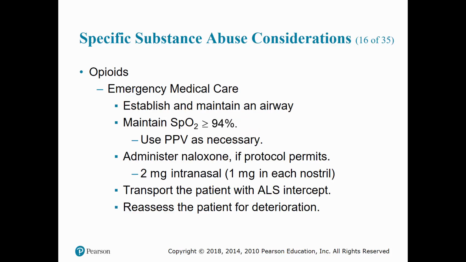Patients who abuse and overdose on opioid drugs and narcotics such as heroin have a depressed central nervous system. They often present with respiratory depression, hypotension, and bradycardia. Focus your care on reversing these effects, not on completely reversing the altered mental status. Many systems, definitely the ones all around here, allow EMTs to carry and administer naloxone to reverse these effects.